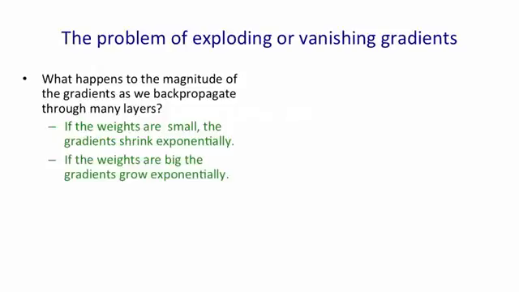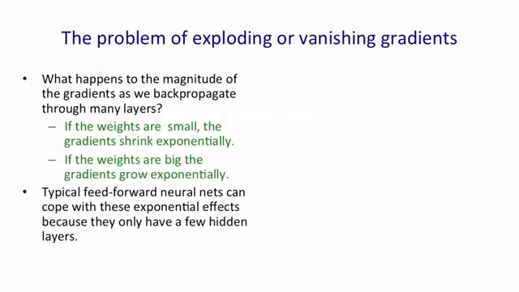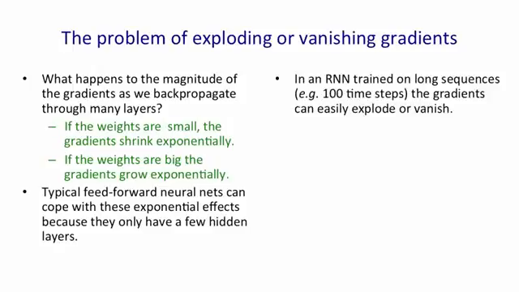Similarly, if the weights are big, the gradients will explode. And that means when you backpropagate through time, the gradients will get huge and wipe out all your knowledge. In a feed-forward neural net, unless it's very deep, these problems aren't nearly as bad because we typically only have a few hidden layers. But as soon as we have a recurrent neural network trained on a long sequence, for example 100 time steps, then if the gradients are growing as we backpropagate, we'll get whatever that growth rate is to the power of 100, and if they're dying, we'll get whatever that decay is to the power of 100. And so they'll either explode or vanish.